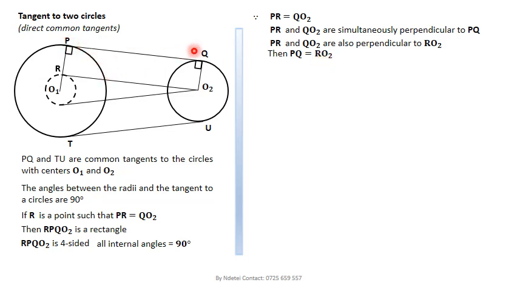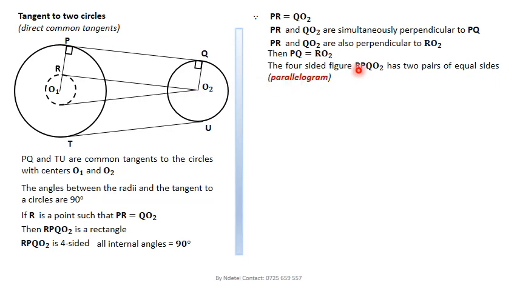So this distance must be the same as this one, simply because PR and QO2 are equal in length and simultaneously perpendicular to both PQ and RO2. We can actually say that the distances PQ and RO2 are also equal in length.